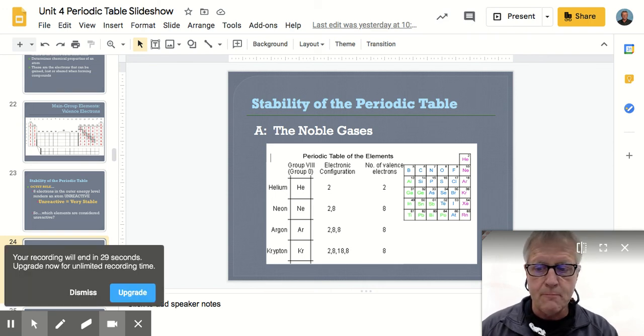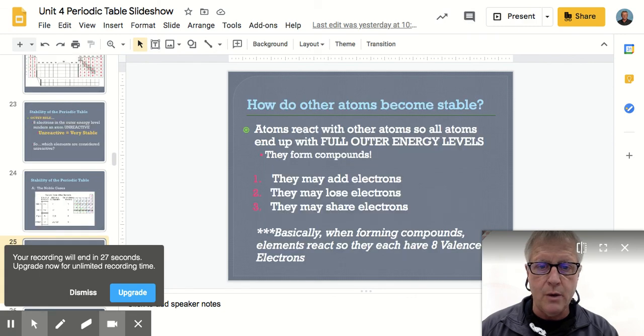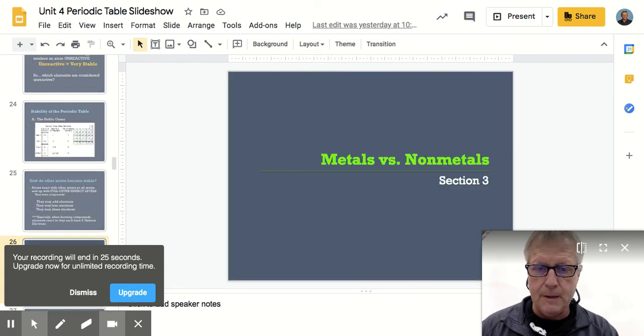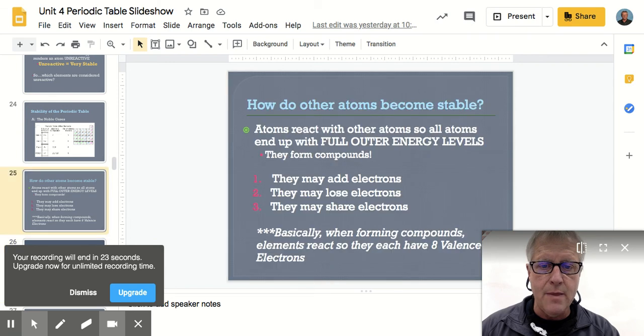We'll end there, but again, the idea is that the octet rule is that when all electrons have met the full 8, they have reached a stability. And if they haven't, then they tend to be reactive.